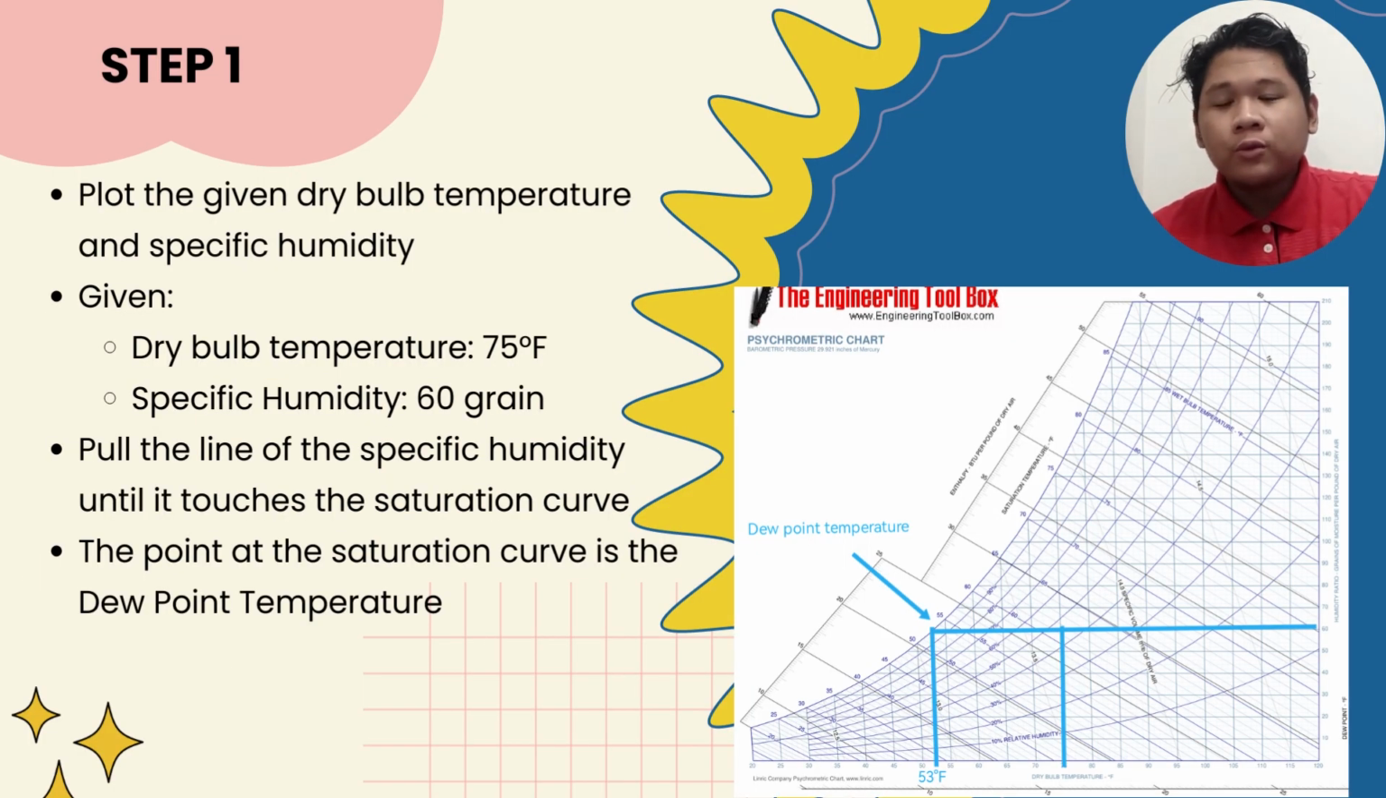For step 1, we need to plot the given dry bulb temperature and specific humidity, for example 75 degrees Fahrenheit and 60 grain. We need to pull the line from the specific humidity until it touches the saturation curve, and pull the line from 75 degrees Fahrenheit until it touches the line from the saturation curve, and the point at the saturation curve is the dew point temperature.